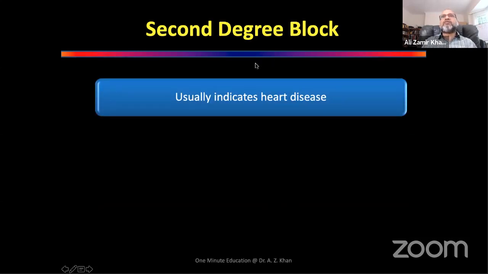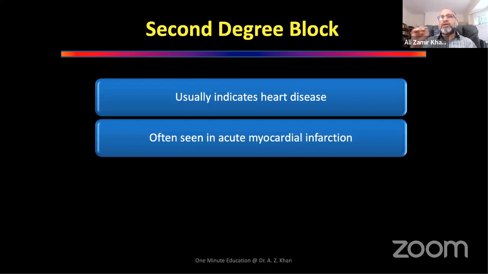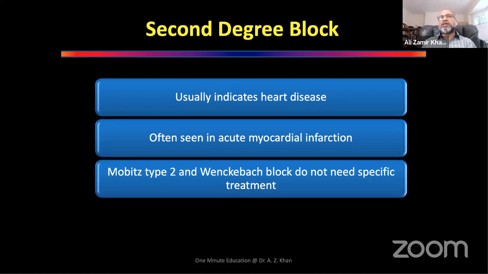Mobitz type 2, whenever you get a second degree heart block, usually indicates heart disease, there's some problem. First degree may be normal in some people, physiologically you may actually get first degree heart blocks. But whenever there's a second degree heart block, think of MI. There's something happening which is affecting the AV conduction into the bundle of His, and usually it is MI. They may not need specific treatment for rhythm, but you have to treat the underlying cause.